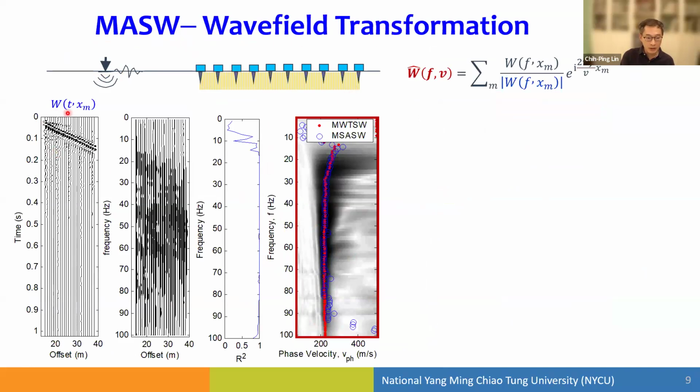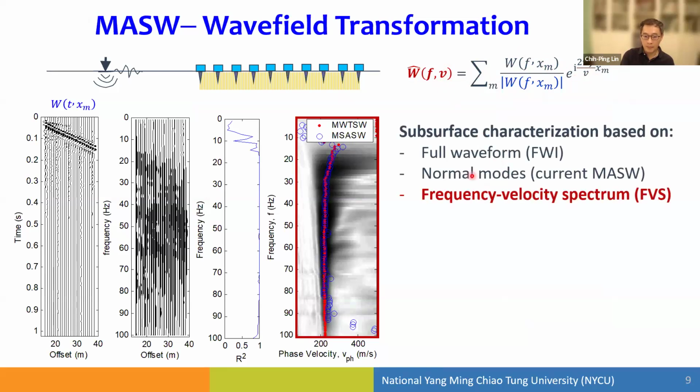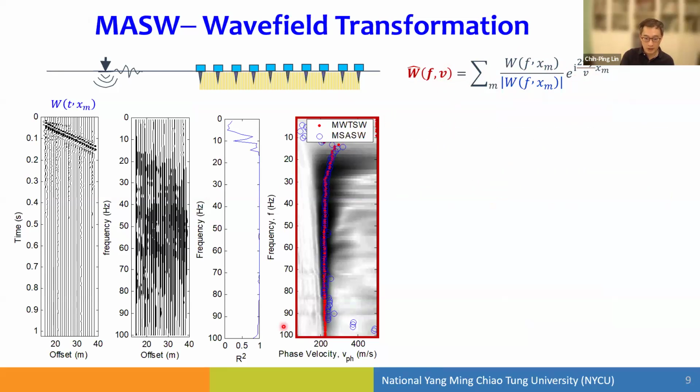So originally, this is the data. And after wave field transformation, you transform into the frequency domain, and this is basically equivalent to a Fourier transform with respect to space offsets. You get this dispersion spectrum, which is frequency and phase velocity. So this is basically the full wave field in the transform domain.